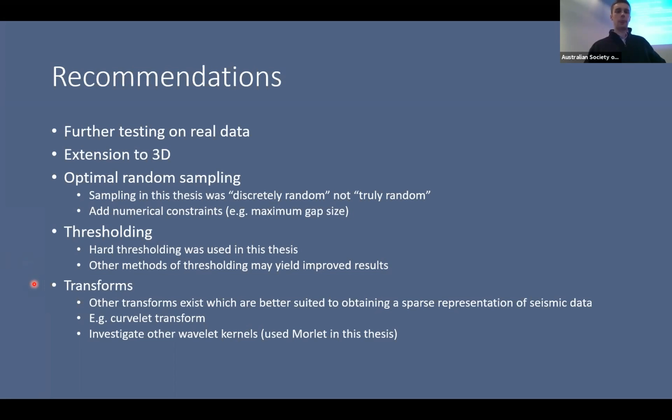And also other transforms. There are a whole range of other transforms that are actually designed for gaining a sparse representation of seismic data. So that would probably be something worthwhile looking at as well.